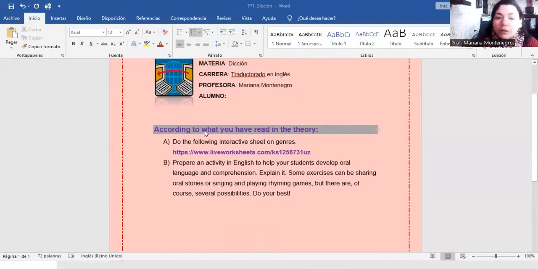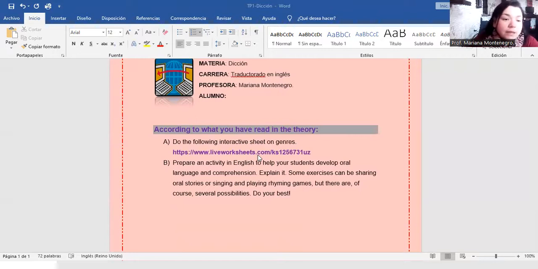You have to do an interactive sheet on genres. Remember that you have to go to this link, do the whole sheet, and then when you finish, check your answers. And once you have checked your answers, you must send me the whole page so that I can see everything that you have done.